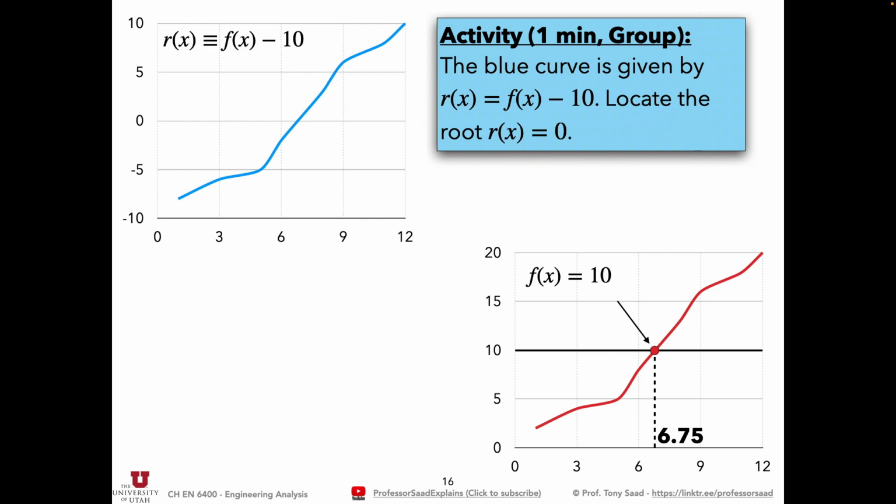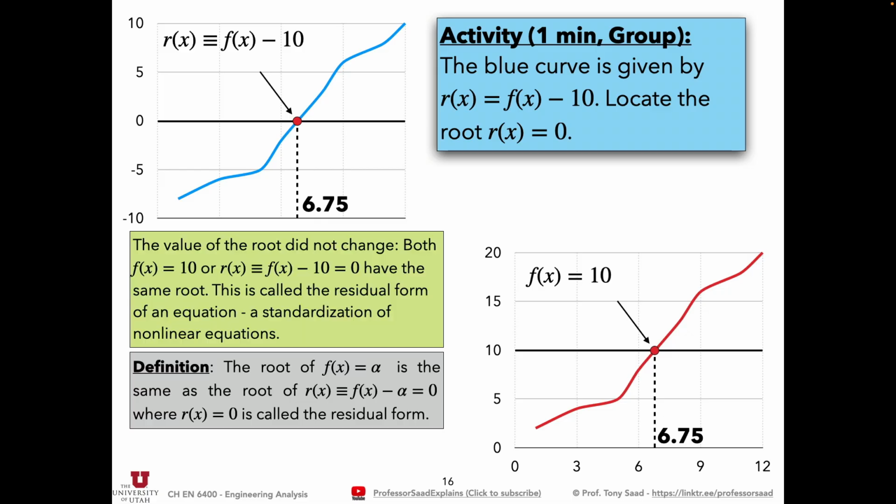The same, okay? And you intersected r of x with what line? 0, okay? So it's the same one. What I did here, I took this condition, f of x equal 10, I moved 10 to the left-hand side, okay? And I called that a new function, r of x. And then asked, well, the root of f of x equal 10 was equal to the same root as r of x equals 0. Okay?